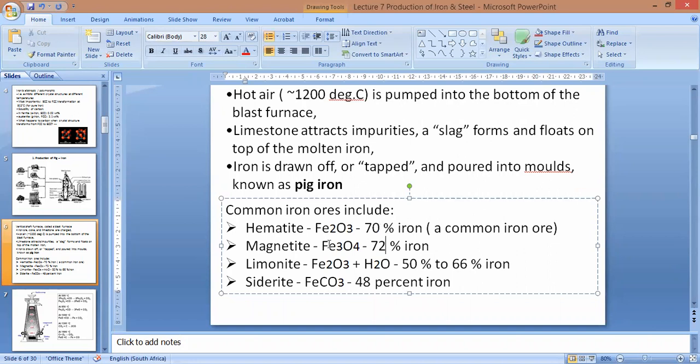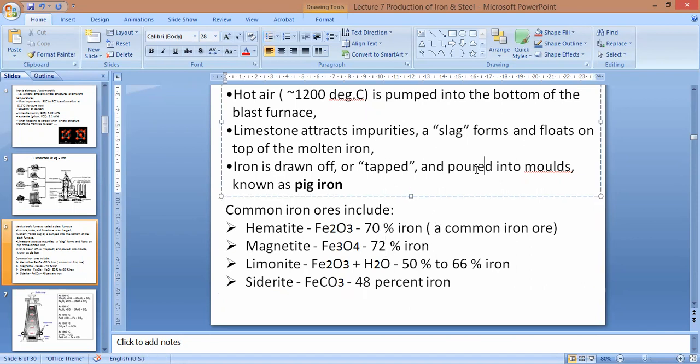Sorry, it's not even hematite, it's magnetite that has the highest composition of iron, but the most common is hematite. While magnetite has the highest composition of iron, it's not very varying: 72 and 70%, not very different.